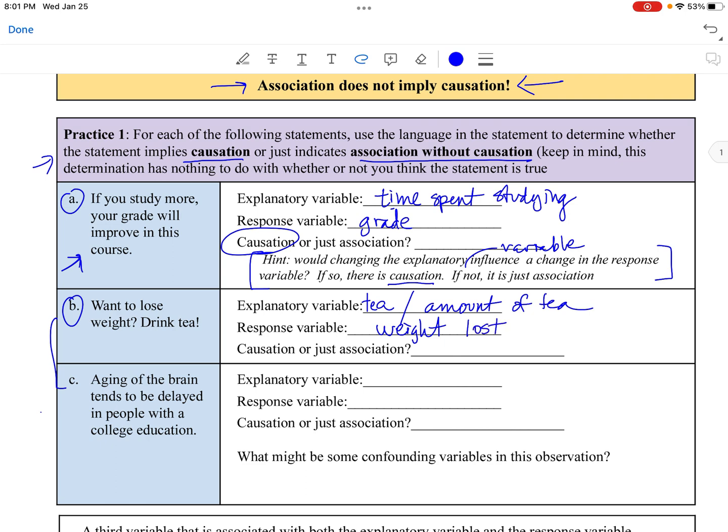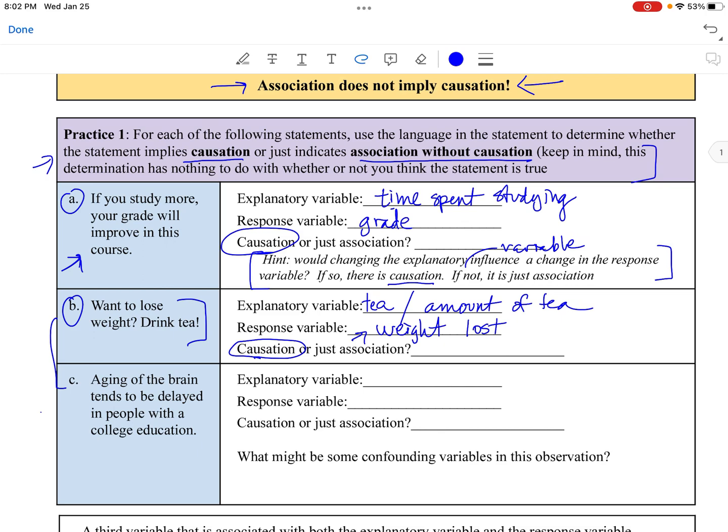Now, keep in mind, we don't have to agree with this statement. In fact, I don't think there's really any scientific evidence that I've heard about that drinking tea helps you lose weight. So we're not evaluating the truth of it. We're just seeing how the wording is. So the wording does imply causation, because it says that if we change the amount of tea we drank, that would result in a change in the amount of weight loss. So that would also be causation.